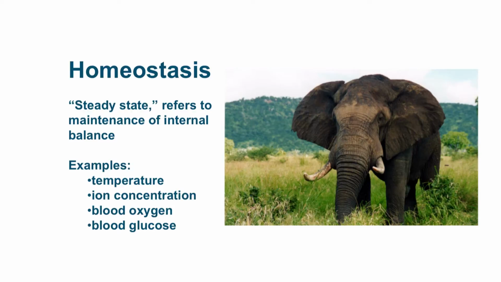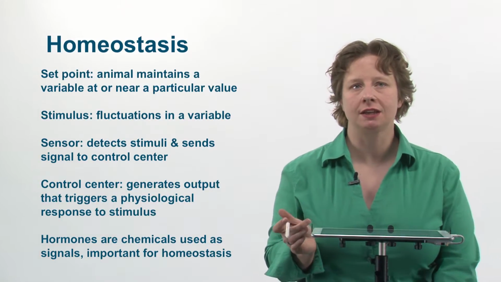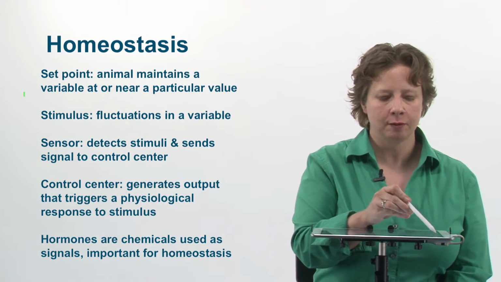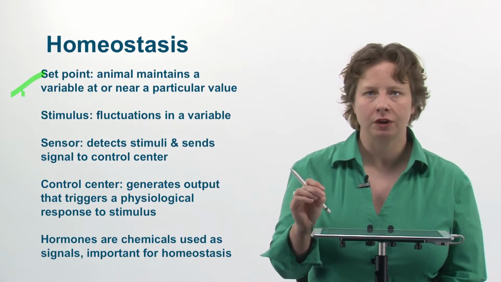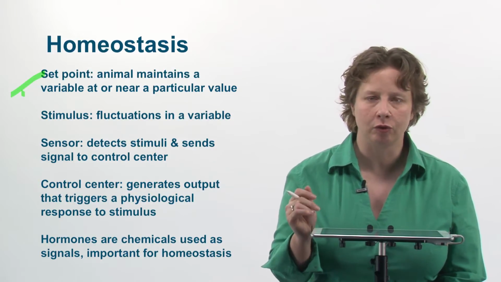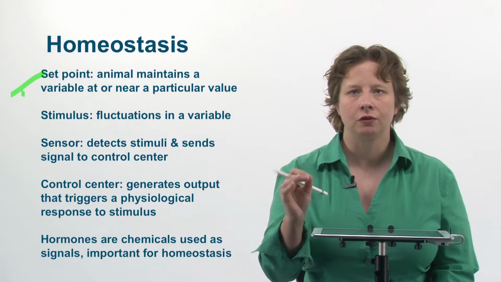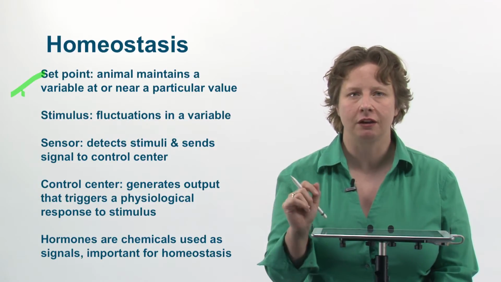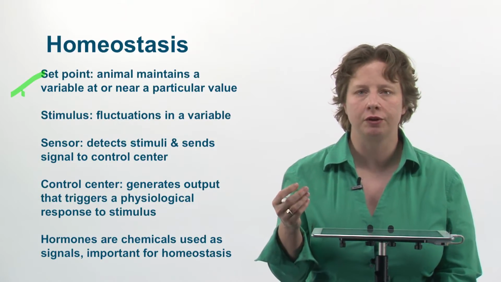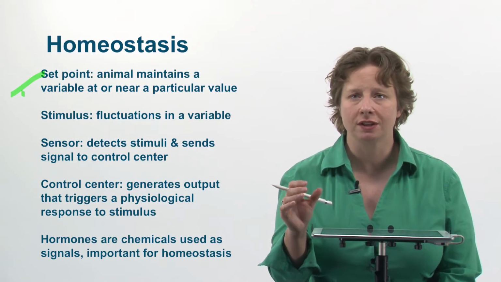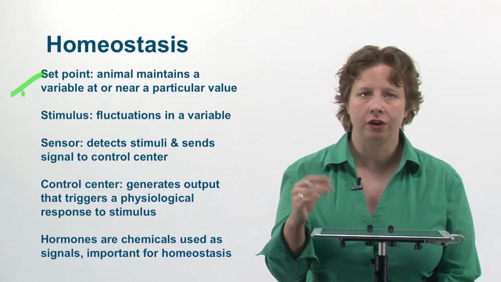This elephant here, for instance, is a very large mammal. And so he has to maintain his temperature at a set point, which is probably different from the set point of a person. So homeostasis has several terms associated with it. The set point is the point at which an animal maintains a particular variable, and so the point of homeostasis is to keep your body system at or near that particular variable. So for instance, the human body temperature is supposed to be right around 98.6. So that's the set point for the human body temperature.